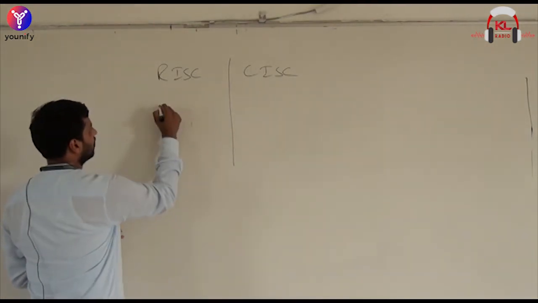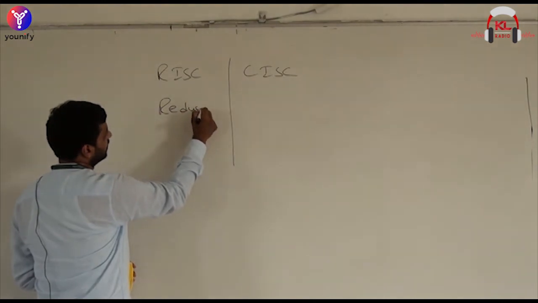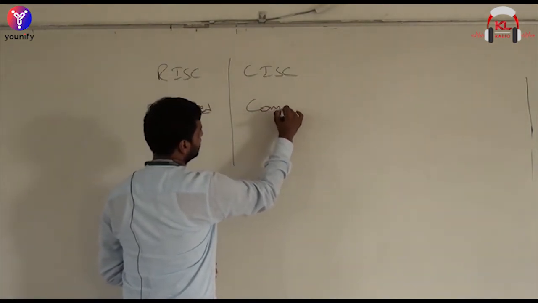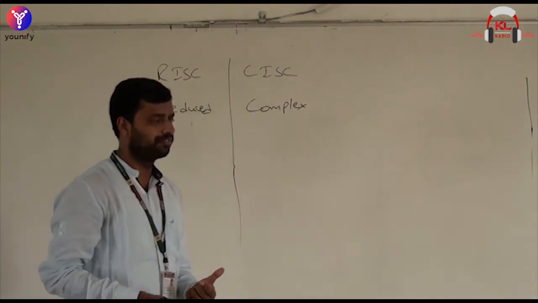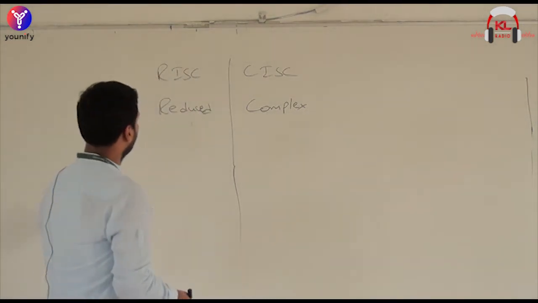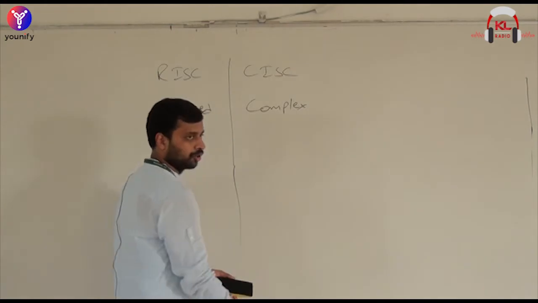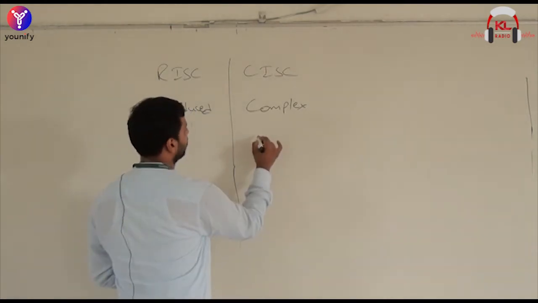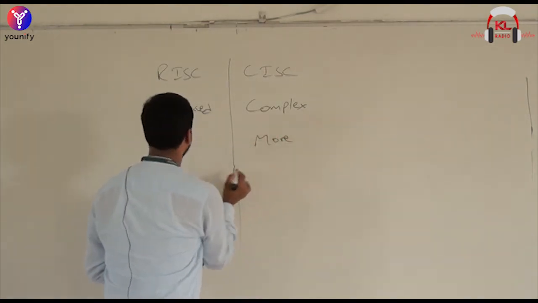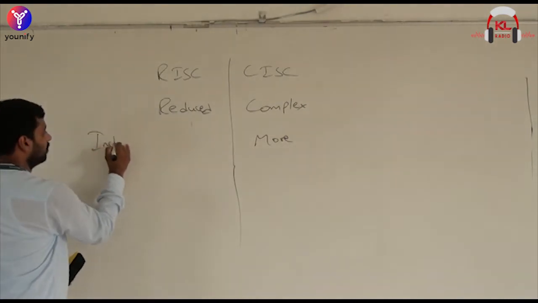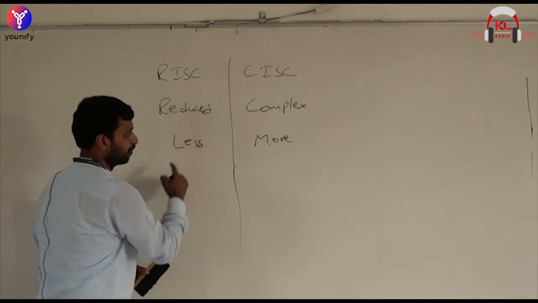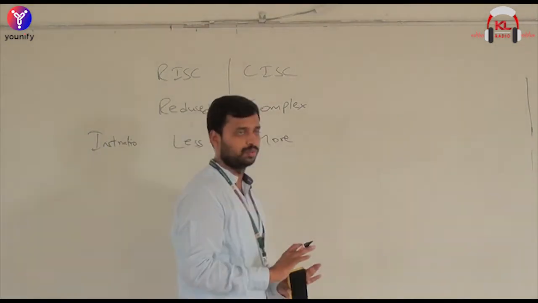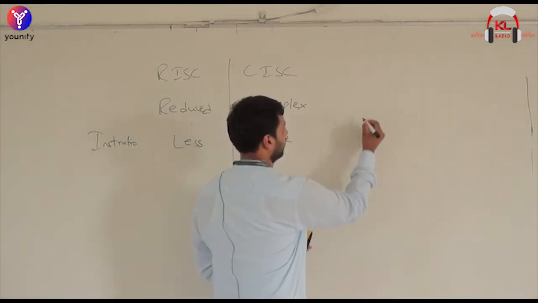So RISC is a reduced instruction set computer, whereas CISC is a complex instruction set computer. It looks like the names don't give a lot of information about it. CISC is what we have seen in the Pentium processor so far. It will have more number of instructions, whereas RISC will have less number of instructions. I'll let you know with a simple example how these things vary.